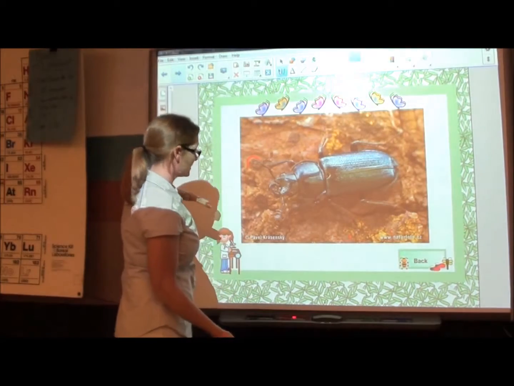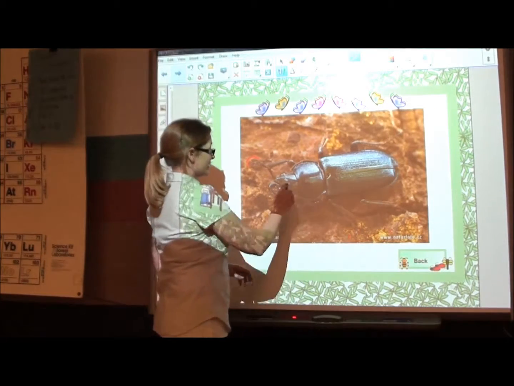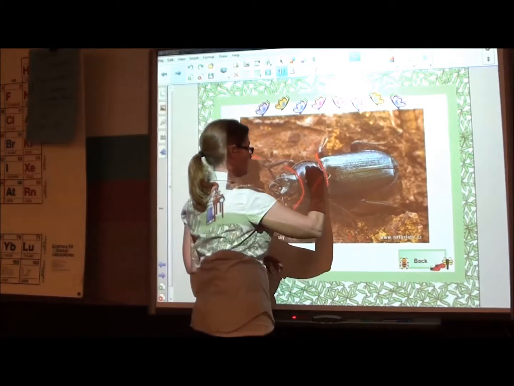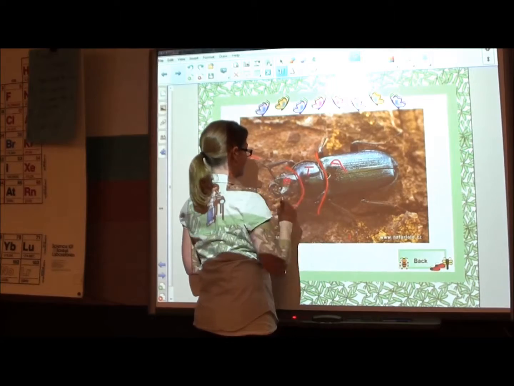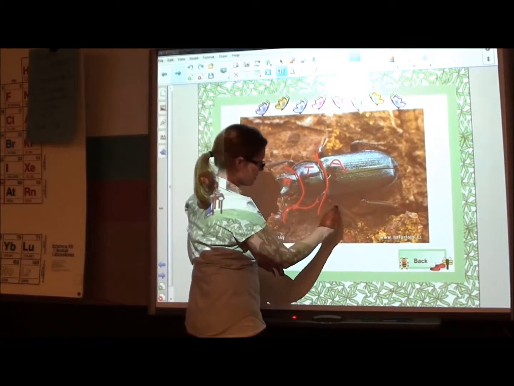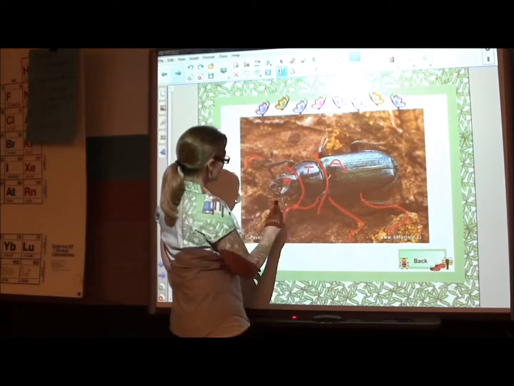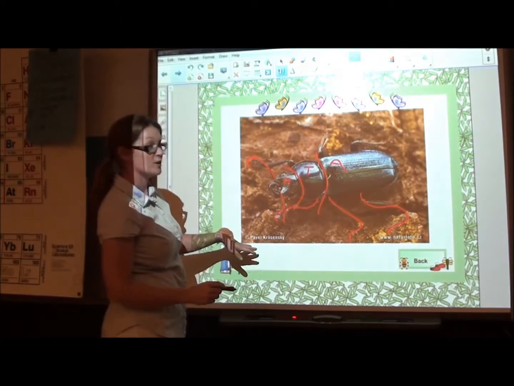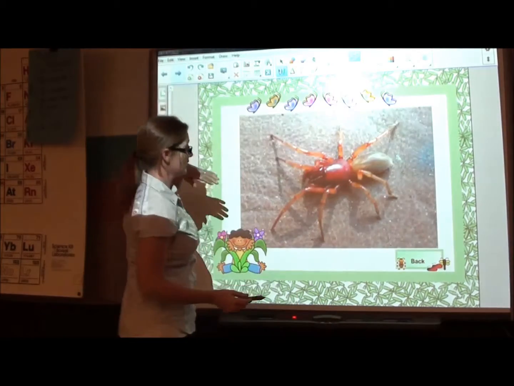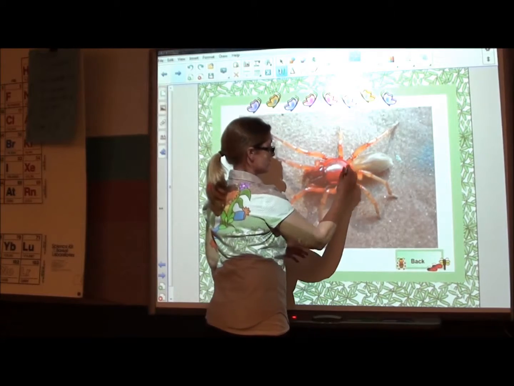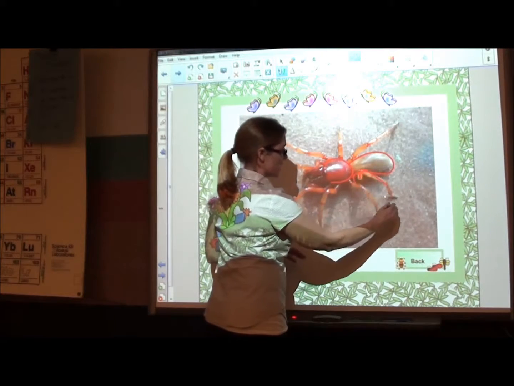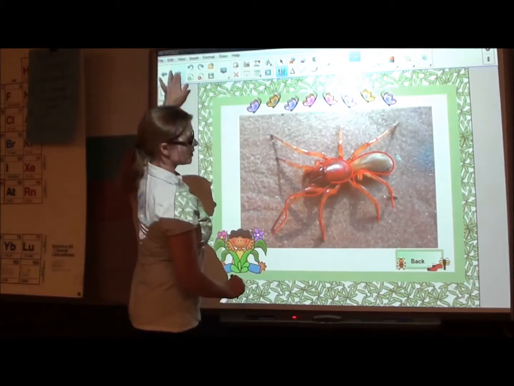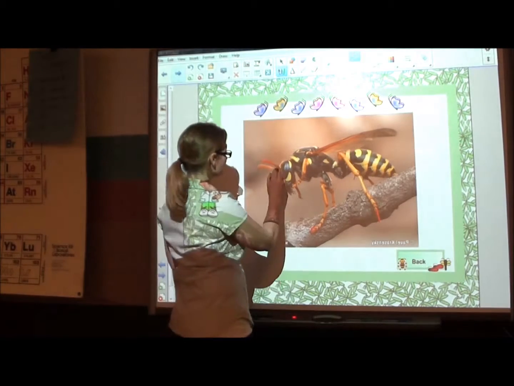So this one, you could say, this is a beetle, and it's got a head, a thorax, and an abdomen. And I see a leg down here, a leg down here, and a leg down here. And I do see the antenna. So a beetle does have antennas. Spider. I only see 2 segments of the body, and a spider has 8 legs. So let's go on. No antenna on the spider.